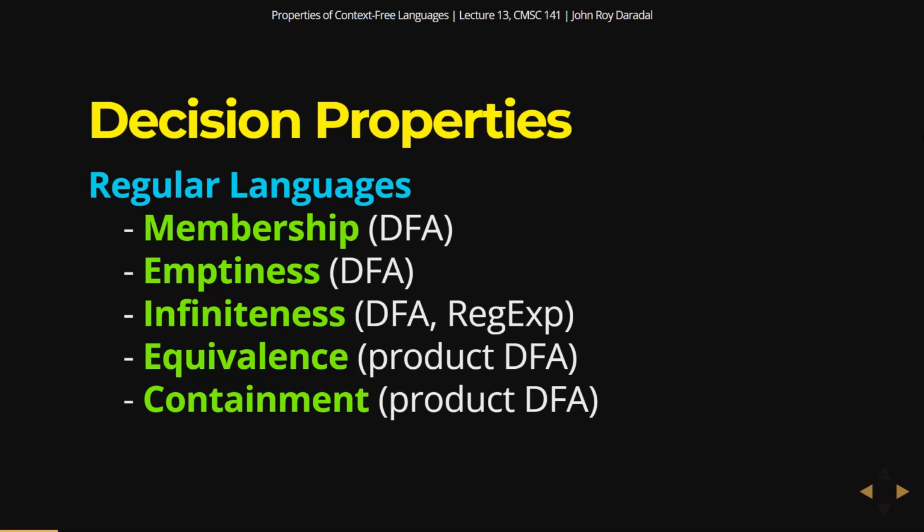For infiniteness, we could check either the DFA for a loop, right? Because then you could take that as many times and it would be infinite. Or for the regular expression, if there are closures. For equivalence and containment, or if it's a subset, we use the product DFA, right? So is L a subset of M, or is L equal to M? We use the product DFA for that, remember?